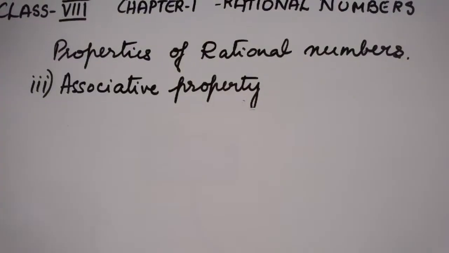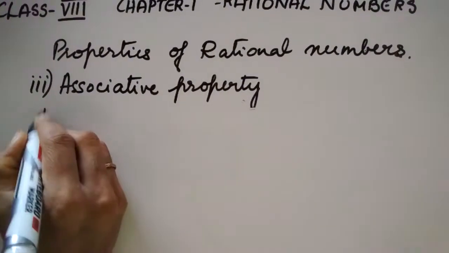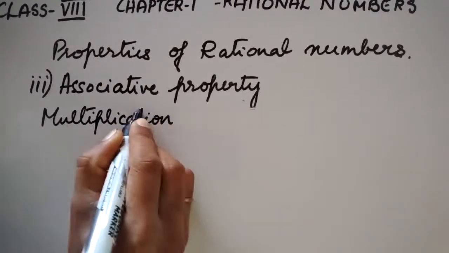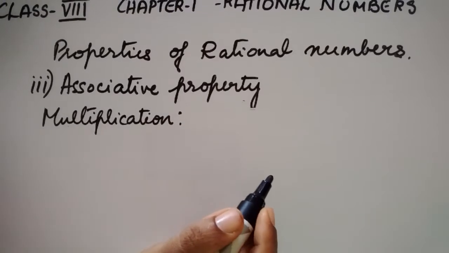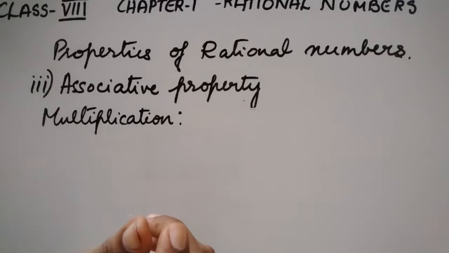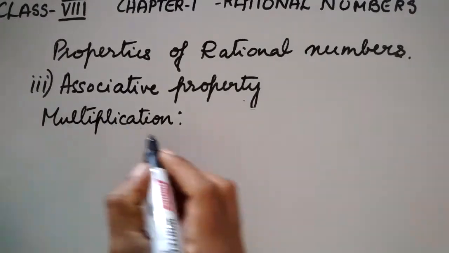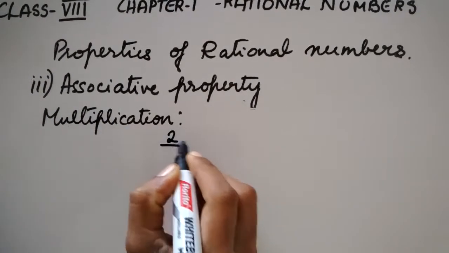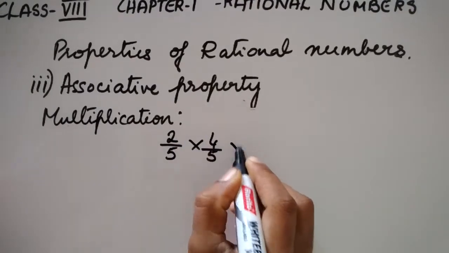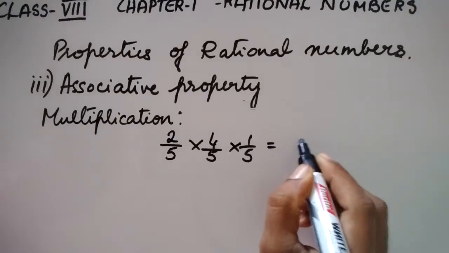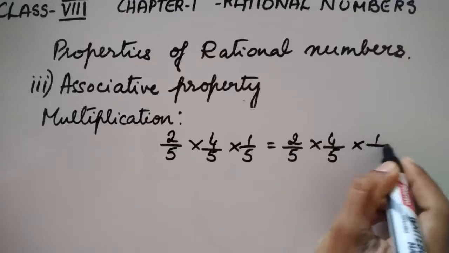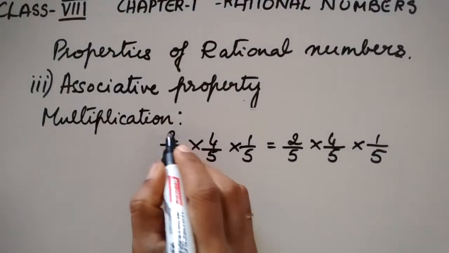Okay, next let us check with multiplication. Multiplication, I take the same numbers, 2 by 5 into 4 by 5 into 1 by 5 is equal to 2 by 5 into 4 by 5 into 1 by 5. Okay, I will group it in this form.